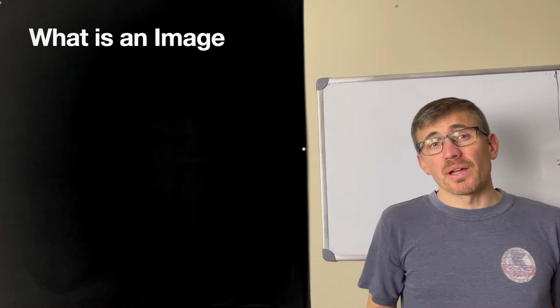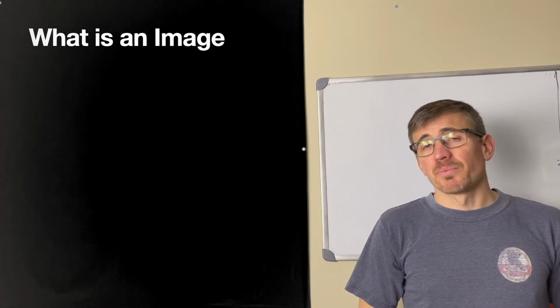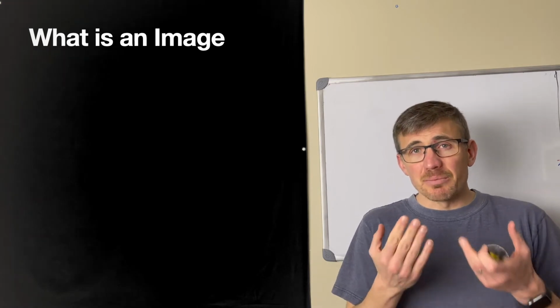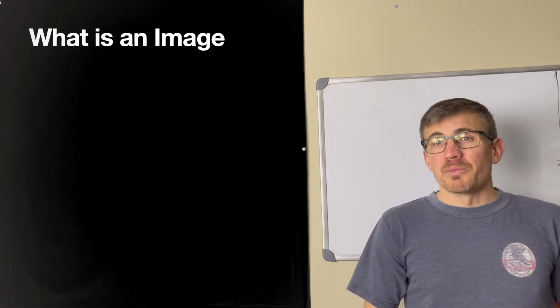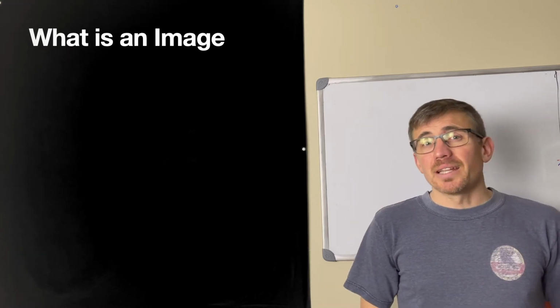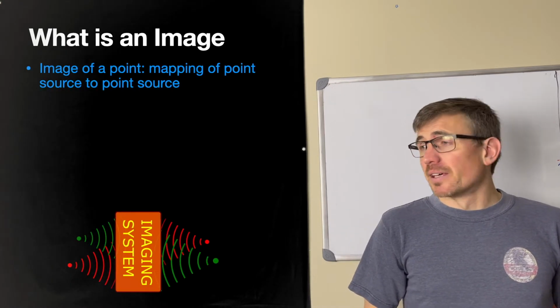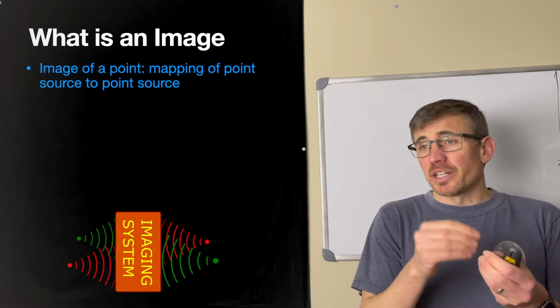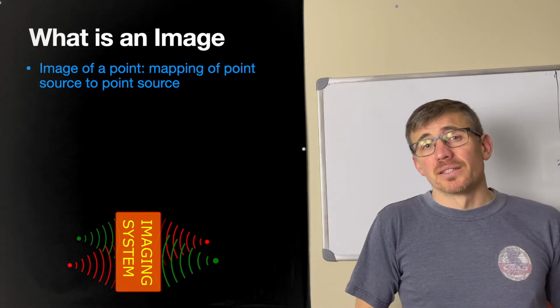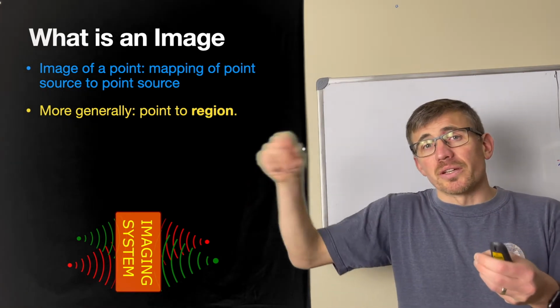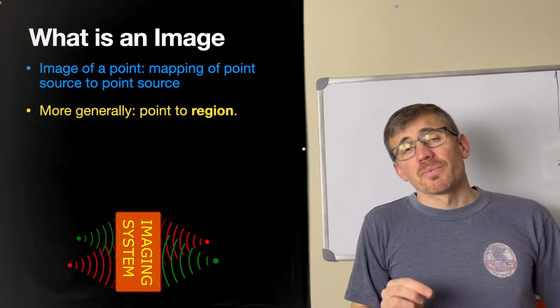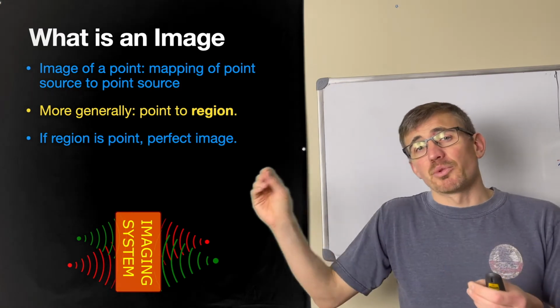But just to start off, we have to understand what an image actually is. And we have to think about this. You're seeing me. The camera is seeing me. You're looking around your room. You're forming images of things on your retina. So what is an image? Very broadly speaking, an image is a mapping of a collection of points to another collection of points. Okay? So more generally, we'll talk about a point which gets mapped to a region, right? A perfect image would be a point that gets mapped to a point.